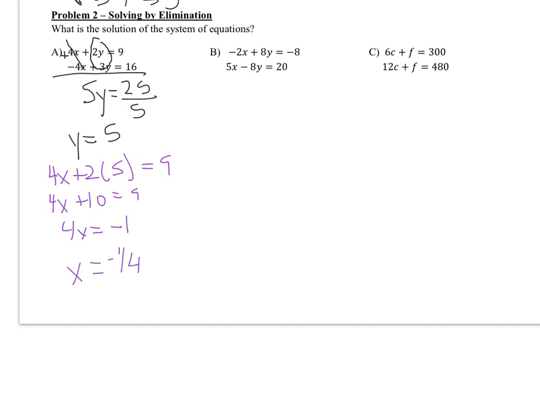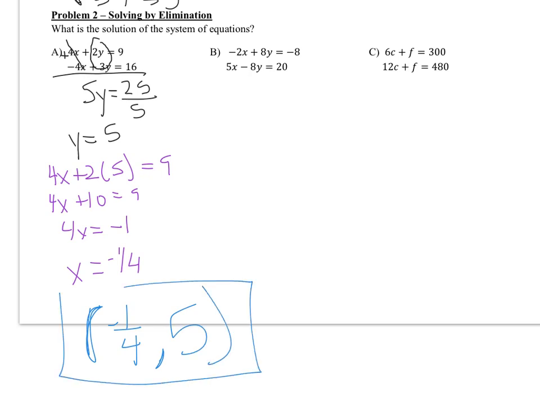Again, that's not my overall answer. You have to write your answer as an ordered pair. So my x values are always written first. My y value is always written second. So this would be my answer. I want you to try B by yourself.